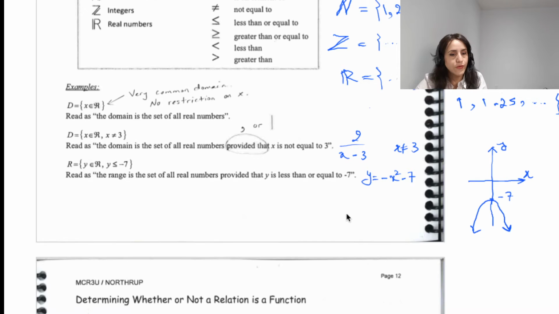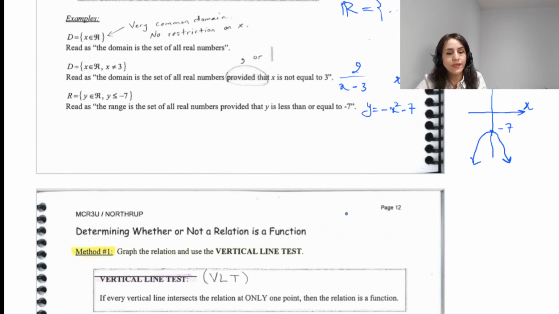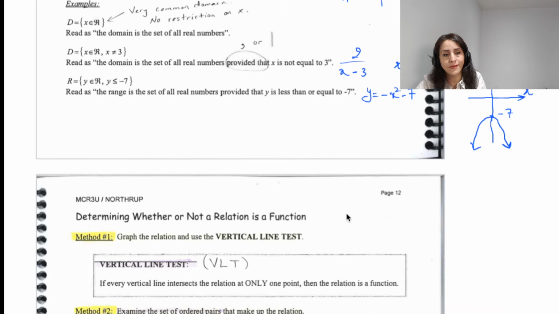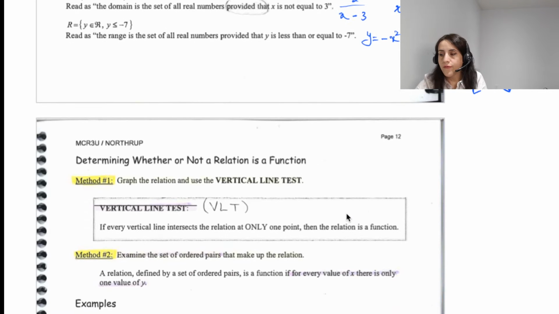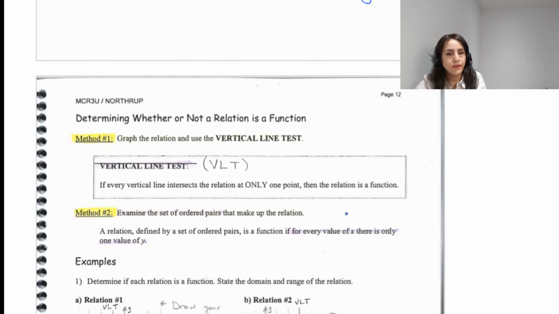Now we want to learn how we can say if a relation is a function or is not a function. For method 1, we are going to talk about the vertical line test. Vertical line test, in short form VLT: if every vertical line intersects the relation at only one point, then the relation is a function.